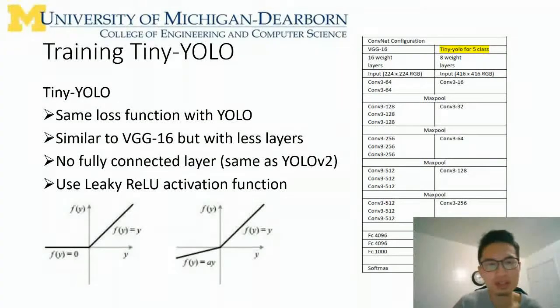In the training session, let's talk about the tiny-YOLO architecture. Compared with VGG16, there is some similarity: it doubles the filter number after max pooling and uses max pooling of 2 by 2, but it just has fewer layers. You can see it has only half the layers in tiny-YOLO, and it uses the leaky ReLU activation function instead of ReLU.